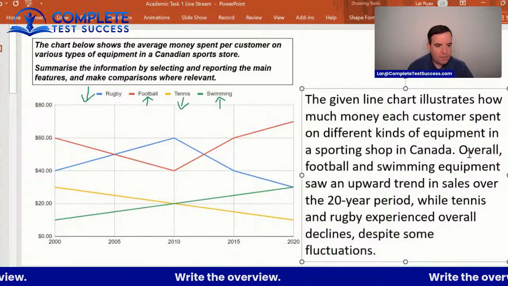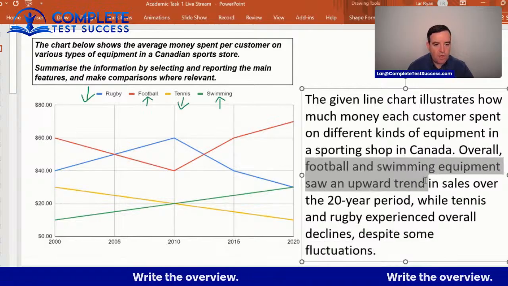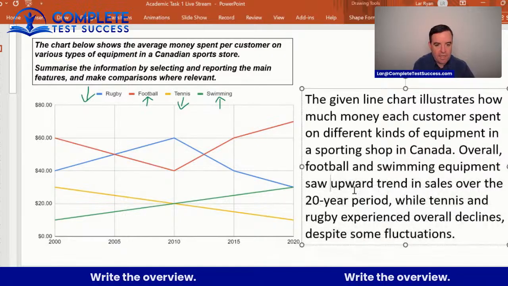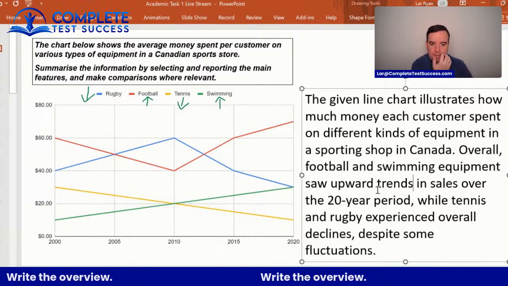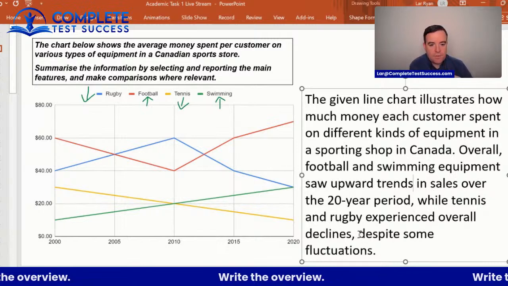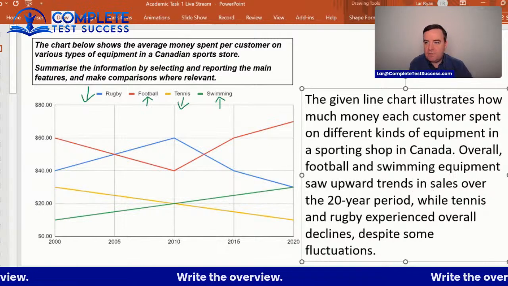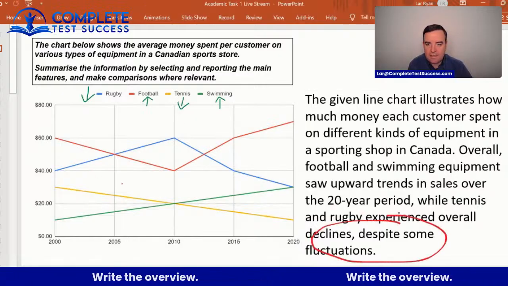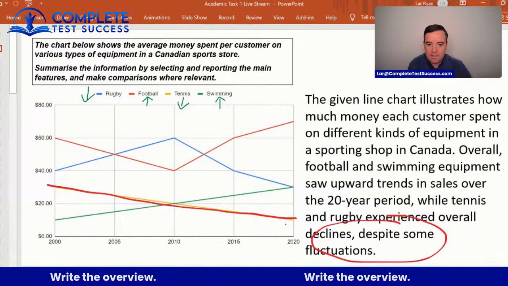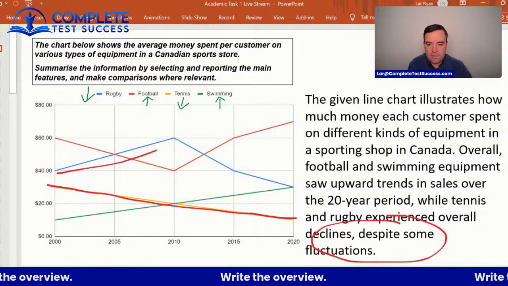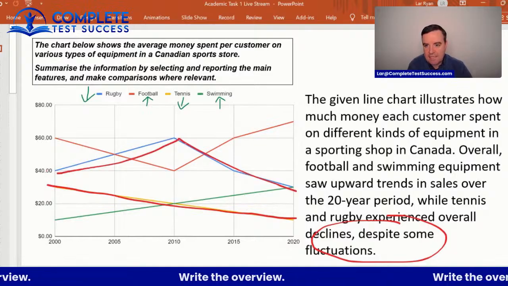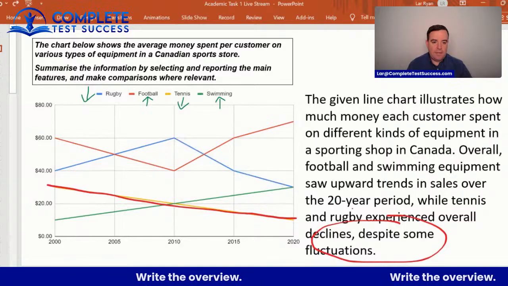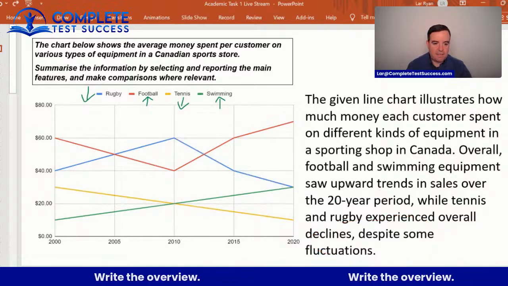So actually, when we come back to the football and swimming equipment, it shouldn't be an upward trend. Football had an upward trend and swimming had an upward trend. So we need plurals there. So upward trends. Now, the last thing we need to talk about is where you've said despite some fluctuations. Well, that's not really true for tennis. So tennis decreased with no fluctuations. Rugby decreased and it did have a fluctuation. So you can say that for rugby, that it had a fluctuation, but you can't say that for tennis.